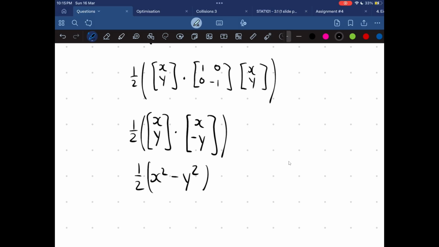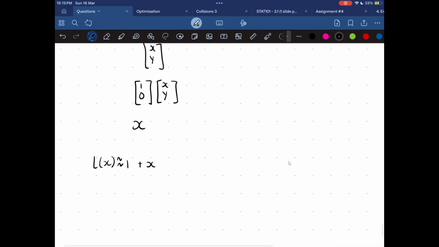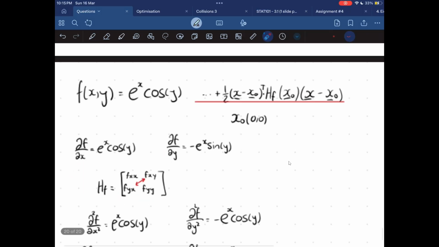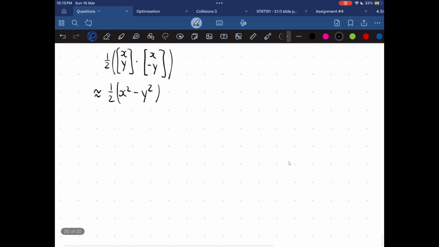So this means that the quadratic part is approximately equal to this. So now we have both a linear part, which is this part here, and also a quadratic part. So now we can actually just add these together because that's what the formula tells us to do. So our approximation of f of xy is 1 plus x plus half of x squared minus y squared. And I'll put up an image of what this actually looks like and how you can see it in a 3D sense using Desmos.